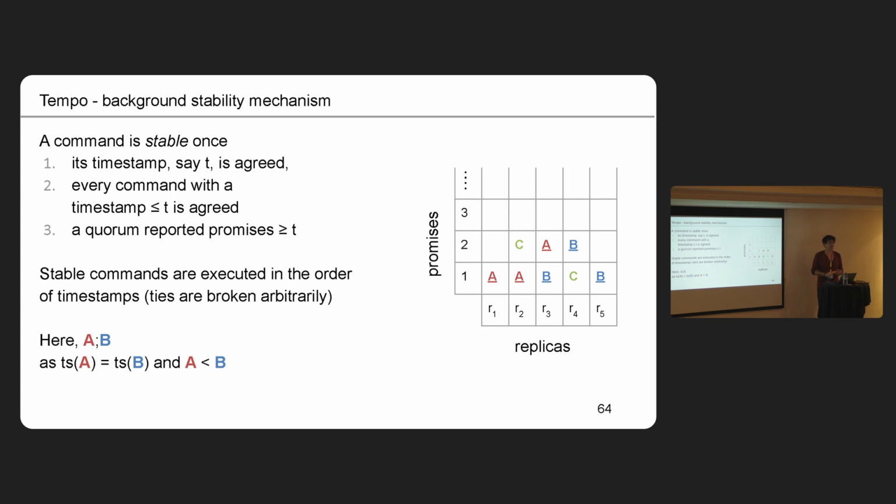That's the first two conditions. Why do I need the third? Why do I need that a majority quorum has reported promises that are above T? Why can't I just have the first two and execute? Why do you need this third one? You can provide a counterexample. That's fine.